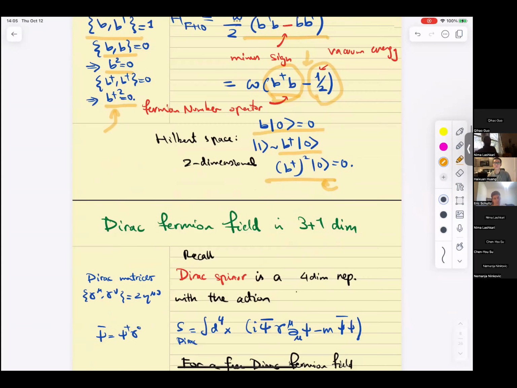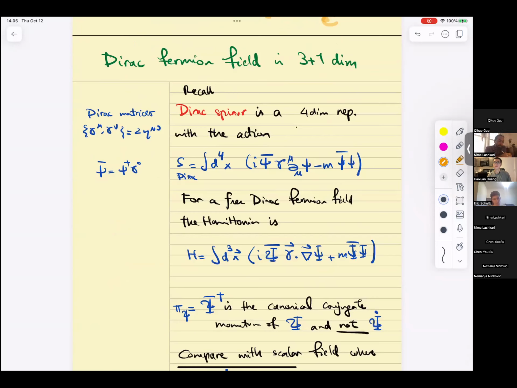All right. Dirac fermion fields in 3+1 dimensions. We said that the representation theory and the spin representations are dimension dependent. That's why I'm saying 3+1. So we're going to talk about the Dirac spinor. Hopefully you recall it's a 4-dimensional representation. We constructed the representation using Dirac matrices. These are 4x4 matrices, there are 4 of them, each corresponding to index mu, and they satisfy the following algebra.